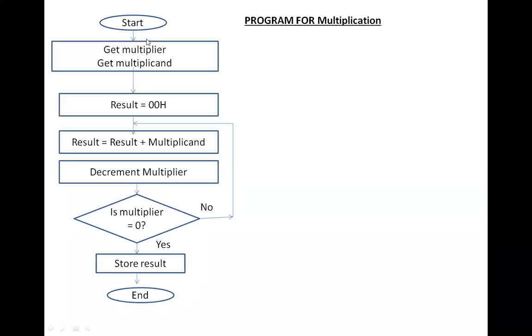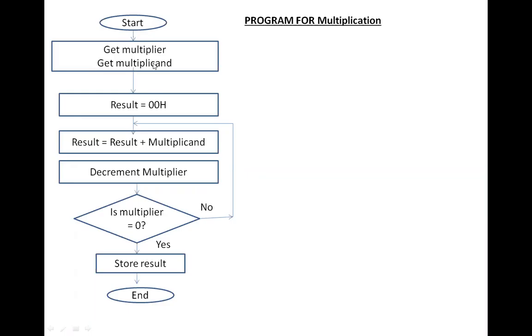The 2 entities used in multiplication are called the multiplier and the multiplicand. The multiplier is the number by which we have to multiply, and the multiplicand is the number which is to be multiplied. If we want to multiply 4 by 6, 4 will be the multiplicand and 6 the multiplier, or 6 will be the multiplicand and 4 the multiplier.